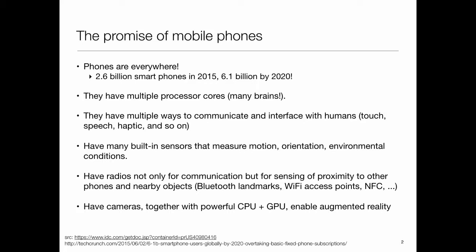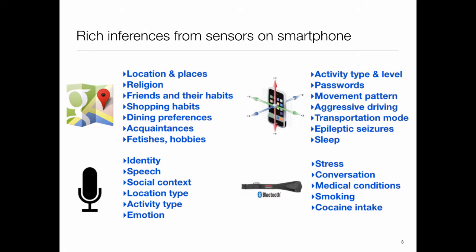And in addition to this, it is also powered with different connectivity mechanisms, such as Bluetooth and Wi-Fi and others. So this together allows for a lot of interactive and powerful applications. And let's talk more about sensing modalities on mobile phones.